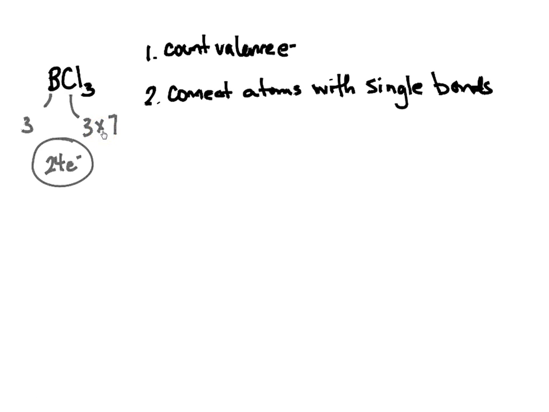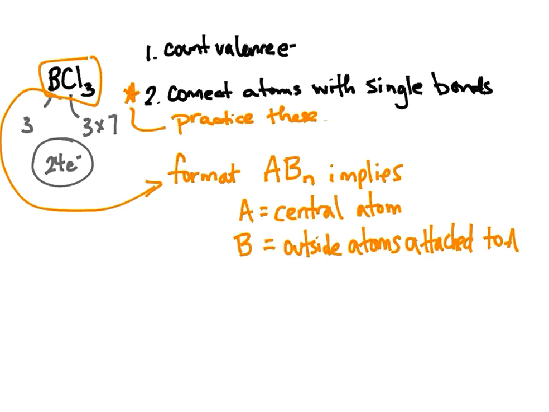That's based on the periodic table, right? Boron is in group 3, chlorine is in group 7. So you add all those up and you get 24 valence electrons. That's number 1. Number 2, you're going to connect the atoms with single bonds. So boron is the central atom here. This connecting the atoms is something that sounds really simple, but you need to practice this because it's not always obvious.